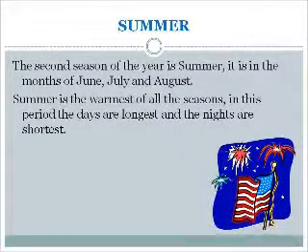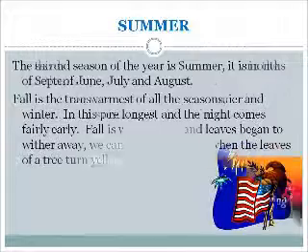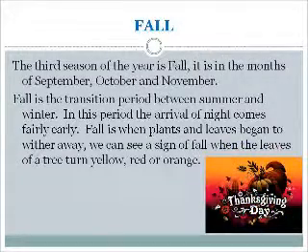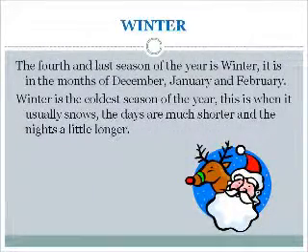The second season of the year is summer. This is June, July, and August. Summer is the warmest of all seasons. The third season of the year is fall. It is September, October, and November. Fall is a transition time between summer and winter. In this period, the arrival of night comes fairly early. Fall is when plants and leaves begin to wither away, and you see the reddish-orangish color on the leaves. The final season of the year is winter. These are the coldest months, December, January, and February.